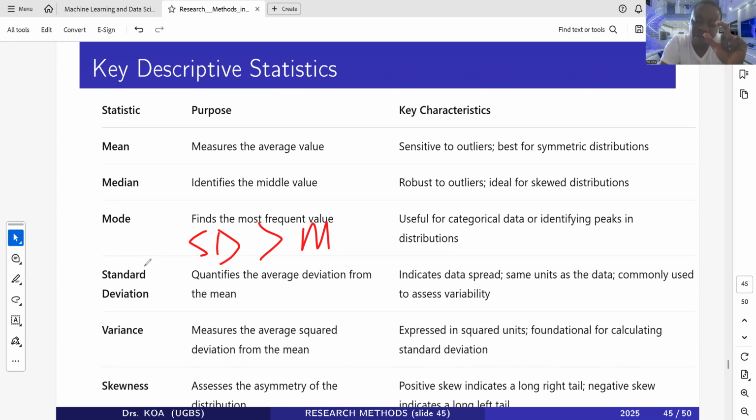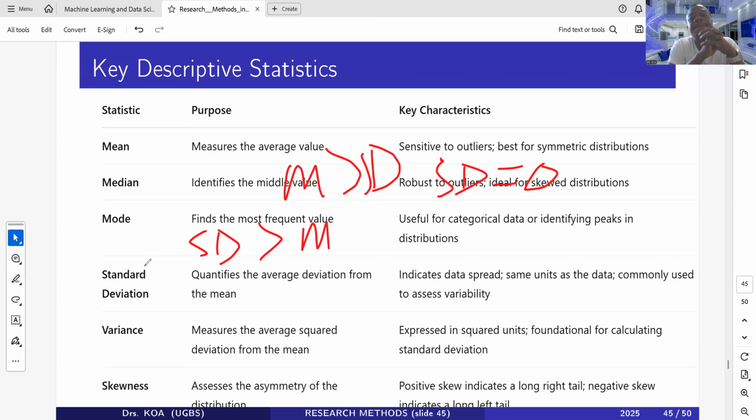What if the standard deviation is 0? You can guess. If the standard deviation is 0, what does it mean? What does it mean? If the standard deviation is 0.